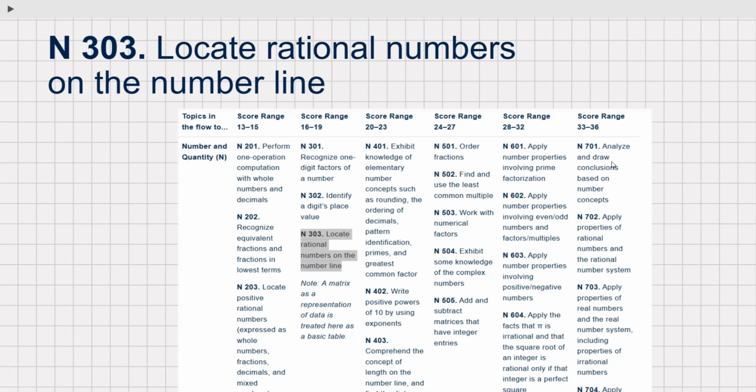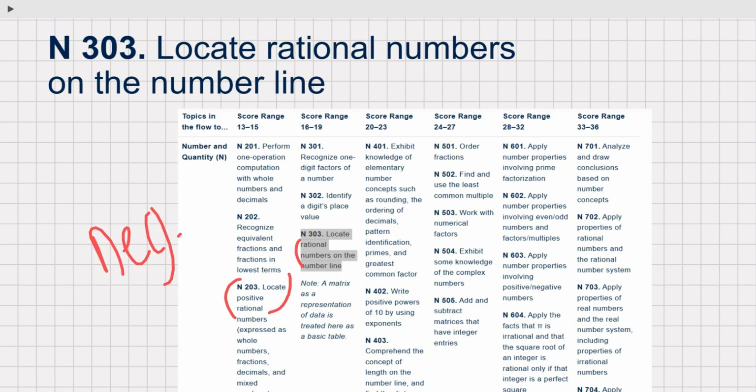Today we will be learning how to locate rational numbers on the number line, and that is standard 303 in the ACT Math Standards. Hopefully you don't confuse it with Math Standard 203 down here, which says locate positive rational numbers. Today is just rational numbers. So what does that mean? We're going to be looking at a lot of negative numbers in the end.